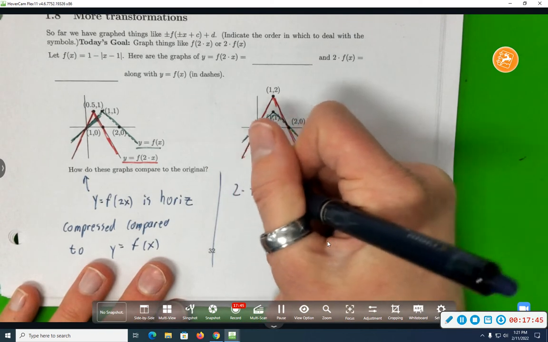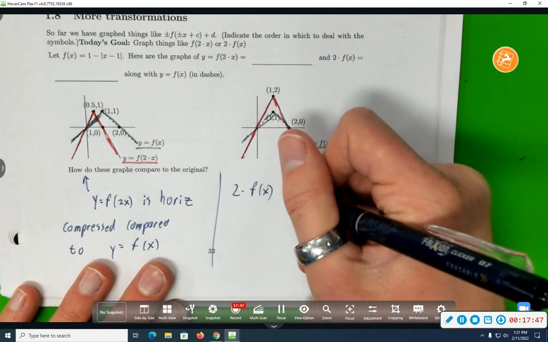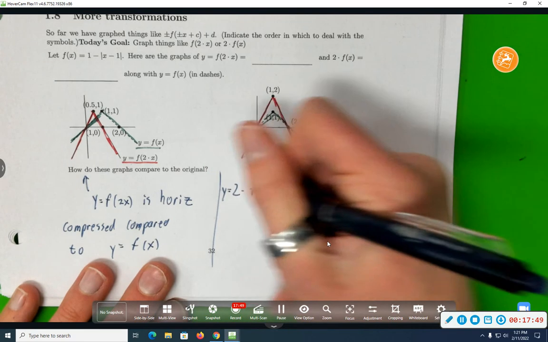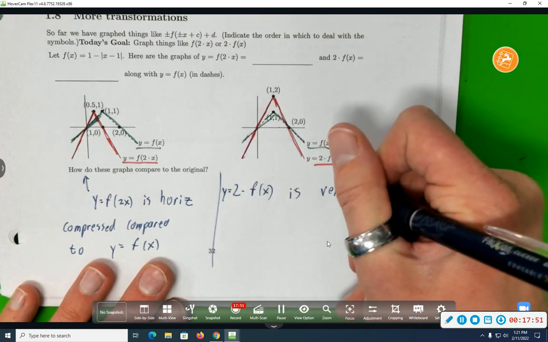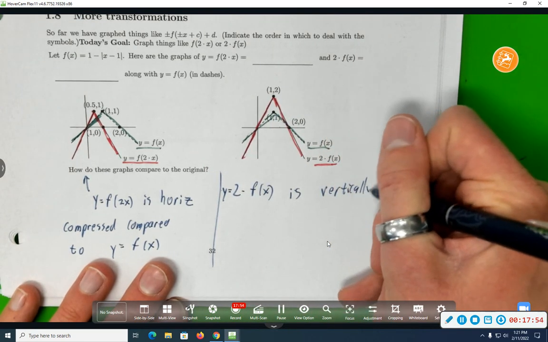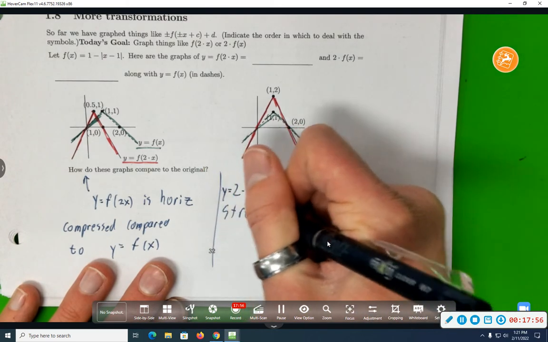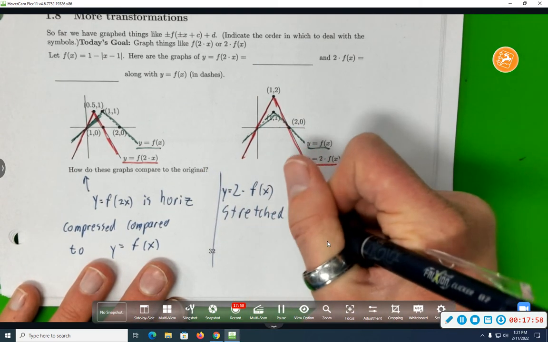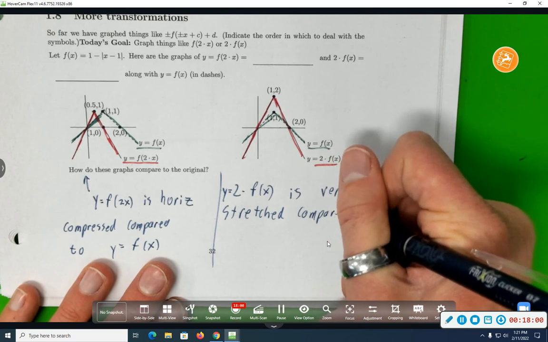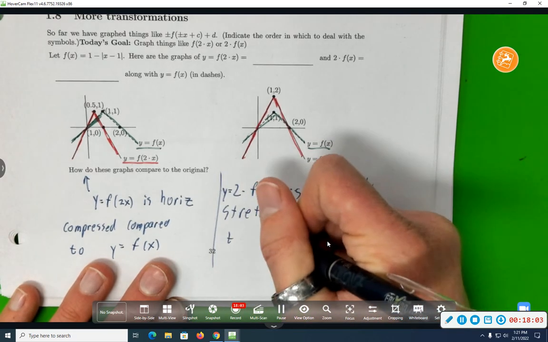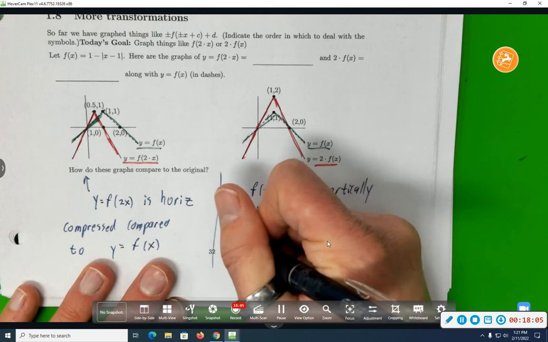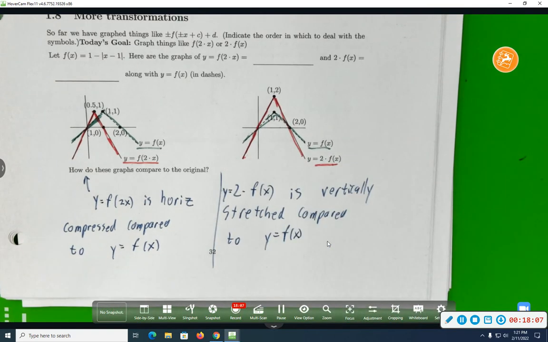So y equals 2 times f of x is vertically stretched compared to y equals f of x. And whenever I write the word stretched, it always looks wrong. Is that actually how you spell stretch? Okay. I'm never sure about that second T, or if there should be an A somewhere in there. All right, I'm happy.